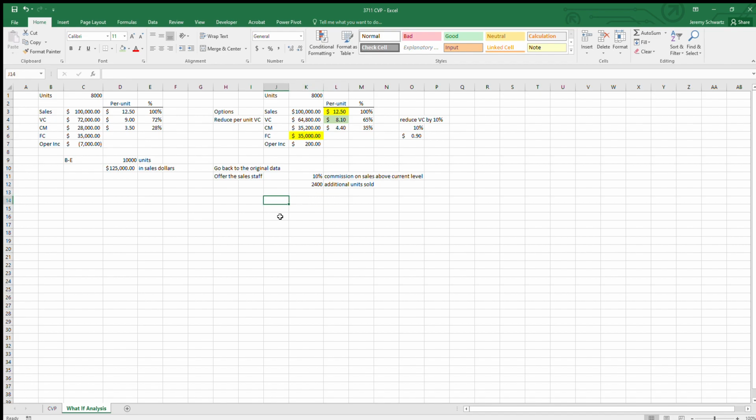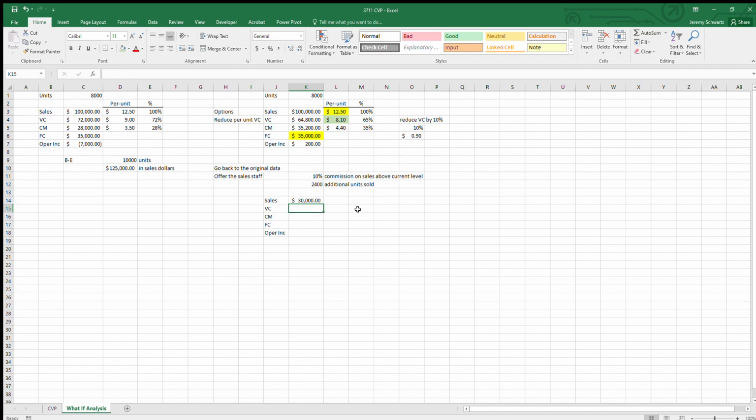So one thing that we could do is look at, well, what is the effect on sales, variable costs, contribution margin, fixed costs, and operating income just on this change. So if we sell 2,400 additional units at the $1,250, we'd see that we have an additional 30,000 in sales.